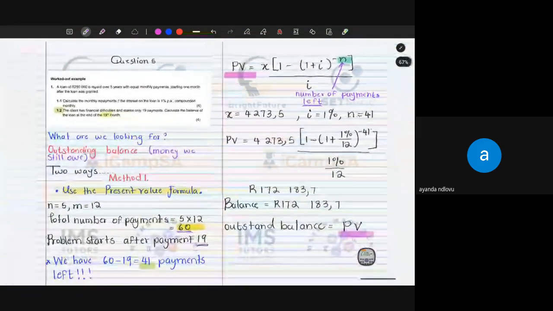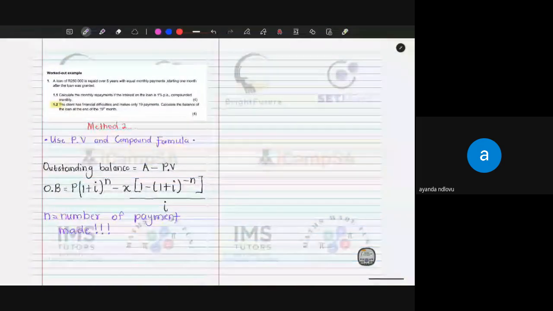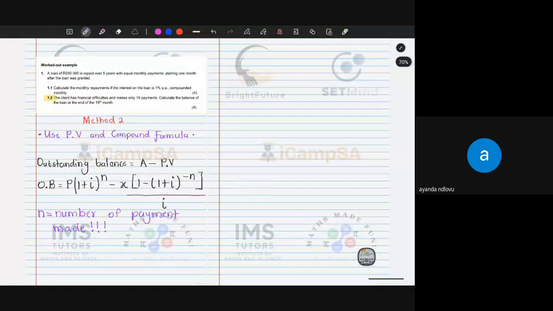Meaning we did 19, but we were supposed to do 60. So 60 minus 19, 41. If you want to use this formula only, you must put in 41. If you want to use method 2, n will be the number of payments that have been made. So in our case, guys, do you agree that n is 19? Isn't it? Where are my thumbs ups? And P, which is the amount which we owe, is 250,000.